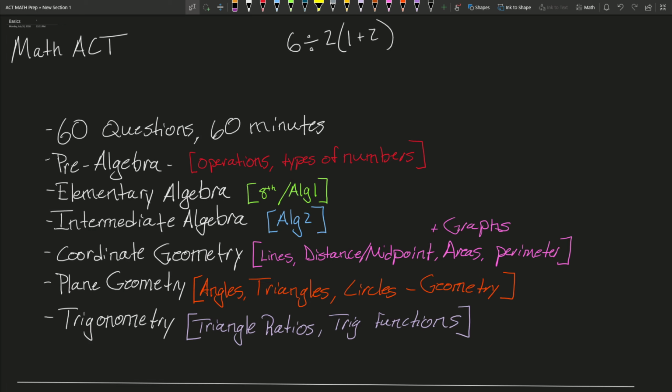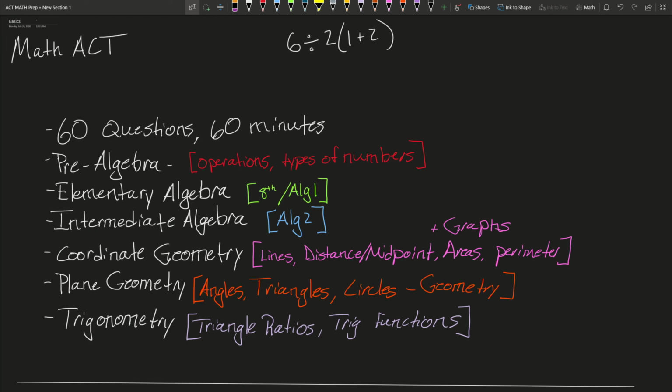Okay. Then there's intermediate algebra. Think algebra 2 when you see this. So quadratics. There's some logarithm stuff in there, which we'll try and go over a little bit later. Graphing, interpreting different things in that algebra 2 context.